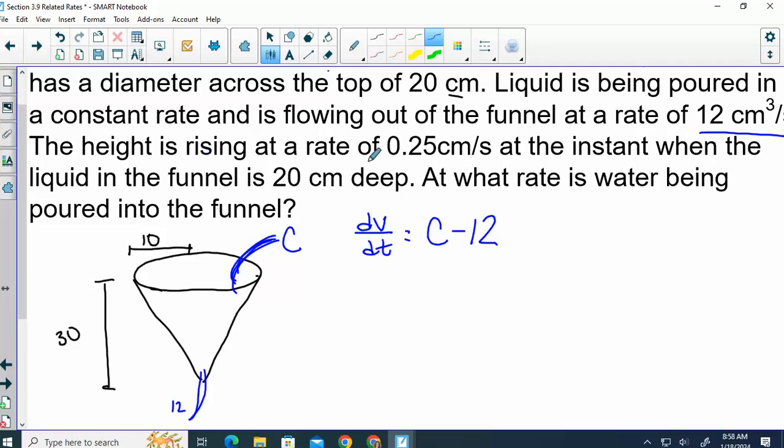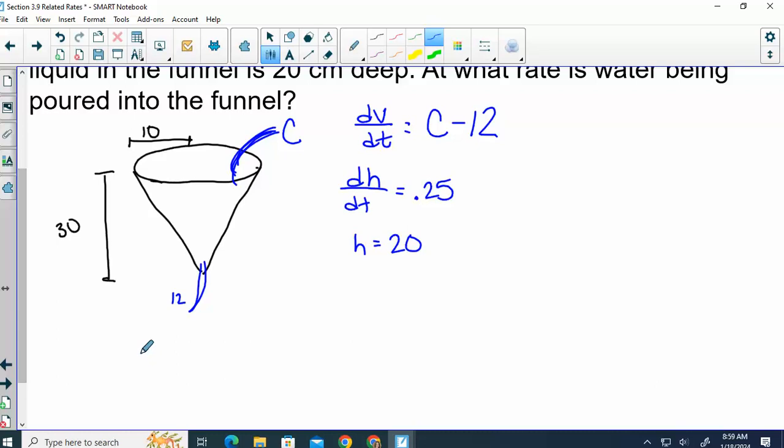All right, the height is rising at a rate of 20.25 centimeters per second. So what would that be? Make sure all of these units are centimeters, so we're okay. If something were different, we'd have to convert them so they all match. At the instant when the liquid in the funnel is 20 centimeters deep, what is that? H.